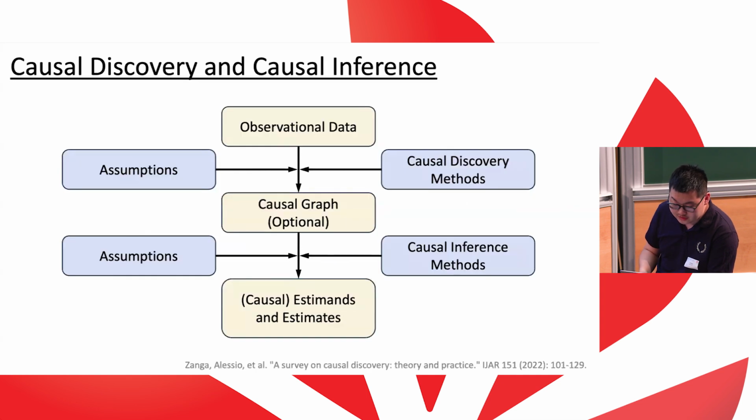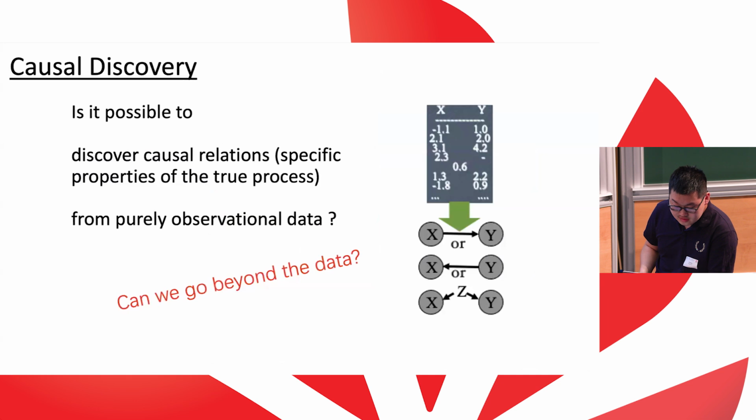That is an inference problem. So from the observational data, one typically uses the causal discovery method to first obtain the causal graph. And based on the causal graph, we can use many of the causal inference methods to correctly estimate the different estimates. So the causal discovery in one sentence is: is it possible to discover the causal relations from purely observational data? So can we go beyond the data? We want to know the causal relationship from the data in this task.